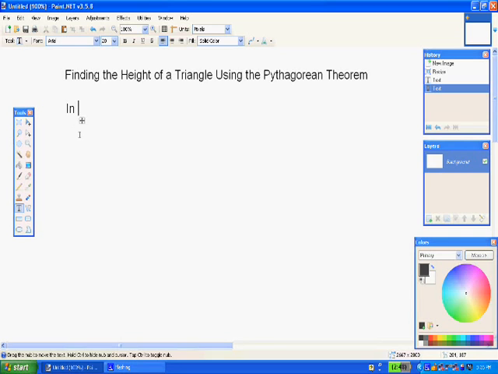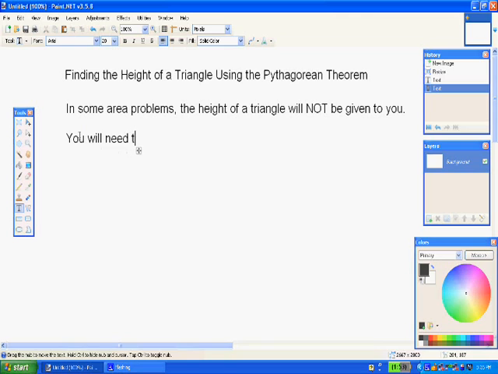Okay, so in some area problems, the height of a triangle will not be given to you. But do not despair. You can actually use the Pythagorean theorem to help you find the height of certain triangles. Okay, so let's write that down. You will need to calculate the height for yourself using the Pythagorean theorem.